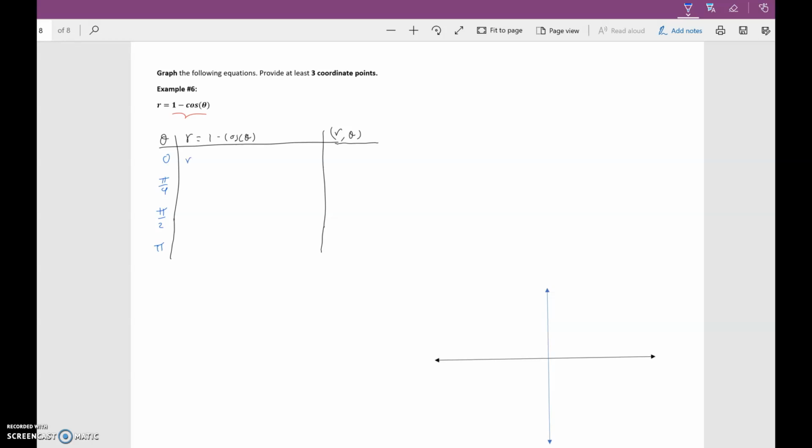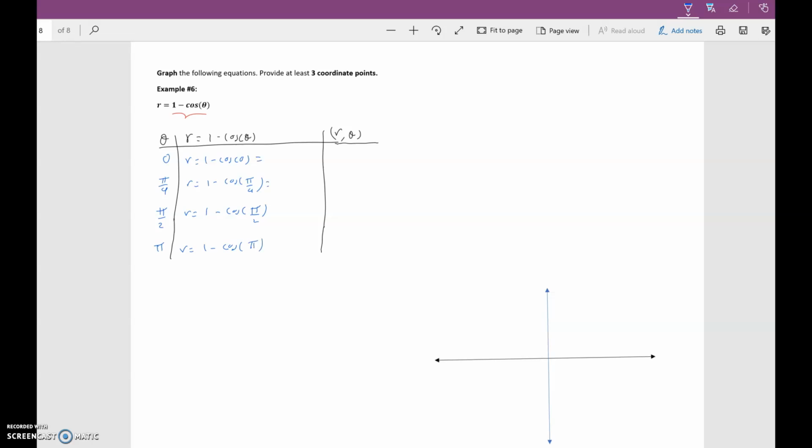So we're talking about r is equal to 1 minus cosine of 0. r is equal to 1 minus cosine of pi over 4. r is equal to 1 minus cosine of pi over 2. And then r is equal to 1 minus cosine of pi.